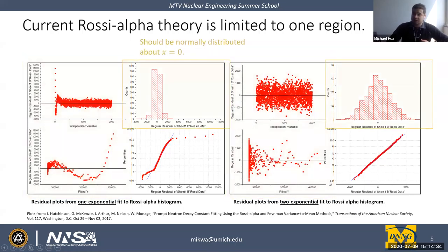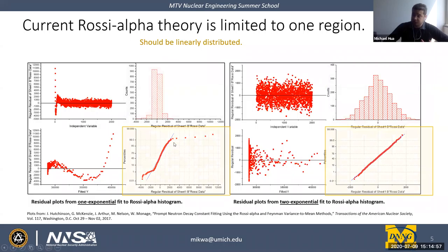If we look at the plots in the upper right, this is another residual plot. They should be bell curve distributed, so Gaussian distributed. And the one exponential is not. It has a very long tail. Probably could have plotted this on log. But the two exponential, this is great. And then lastly, in the lower right, these plots should be linear. Again, one exponential is not, two exponential is. So this is a statistical approach to show the two exponential method is better.